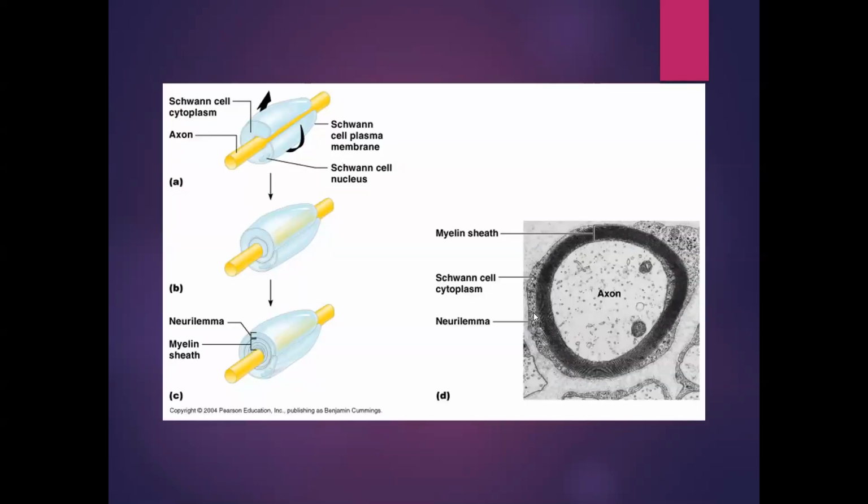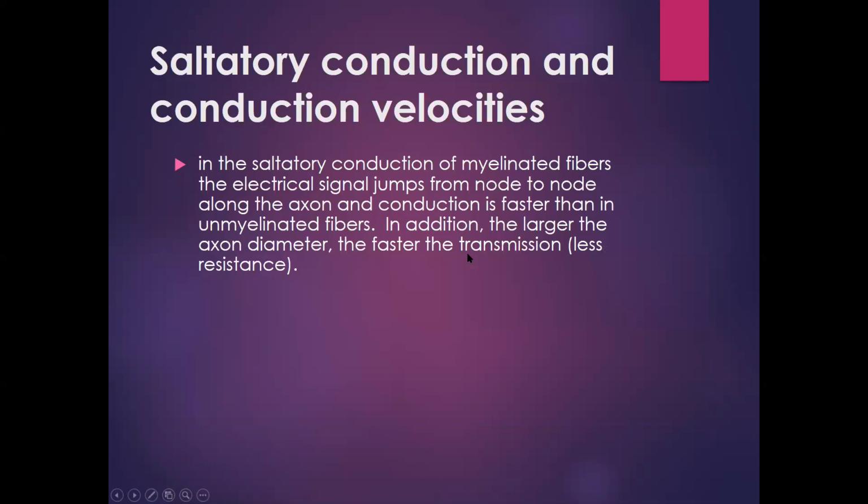Let me just show you what the neurolemma is. It's simply, once that cell wraps itself around, all of the myelin sheath is just cell membrane. But what about this stuff out here on the edges? That's all the cytoplasm. That's all been squished out to the edges, and then the cell membrane that's out there as well. Okay, so here's what happens in saltatory conduction.